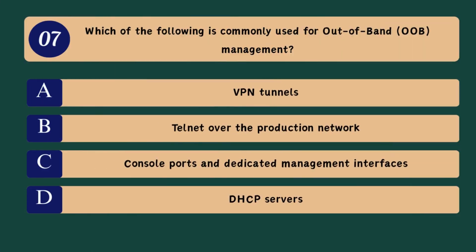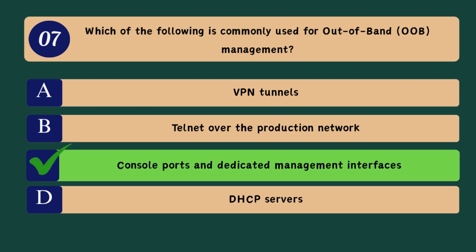Question 7. Which of the following is commonly used for out-of-band management? A. VPN tunnels. B. Telnet over the production network. C. Console ports and dedicated management interfaces. D. DHCP servers.